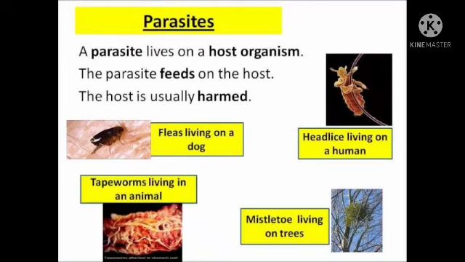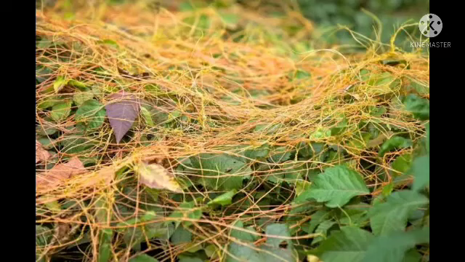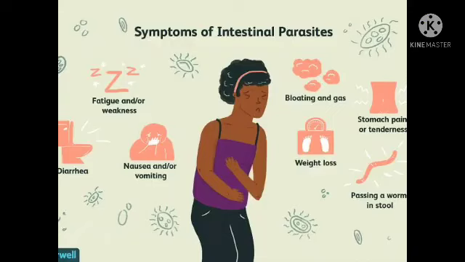So a parasite lives on or in a host organism. The parasite feeds on the host. So what happens to the host? The host is usually harmed. A relationship in which one organism lives on or inside another and one benefits, so automatically the other is harmed. It is a relationship between two organisms of different species in which one organism causes harm to another by living in or on it. Children, now we know the parasite is one of the harmful organisms.